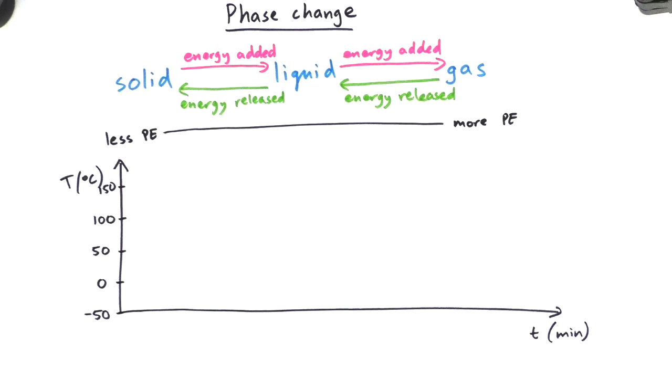So every second we're adding the same amount of energy, which means that we can put our time axis instead of energy to see what happens with respect to time. So when we turn on the heater when the ice is -50 degrees Celsius, the ice is going to increase its temperature until it gets to 0 degrees, because 0 degrees is the melting temperature of ice.